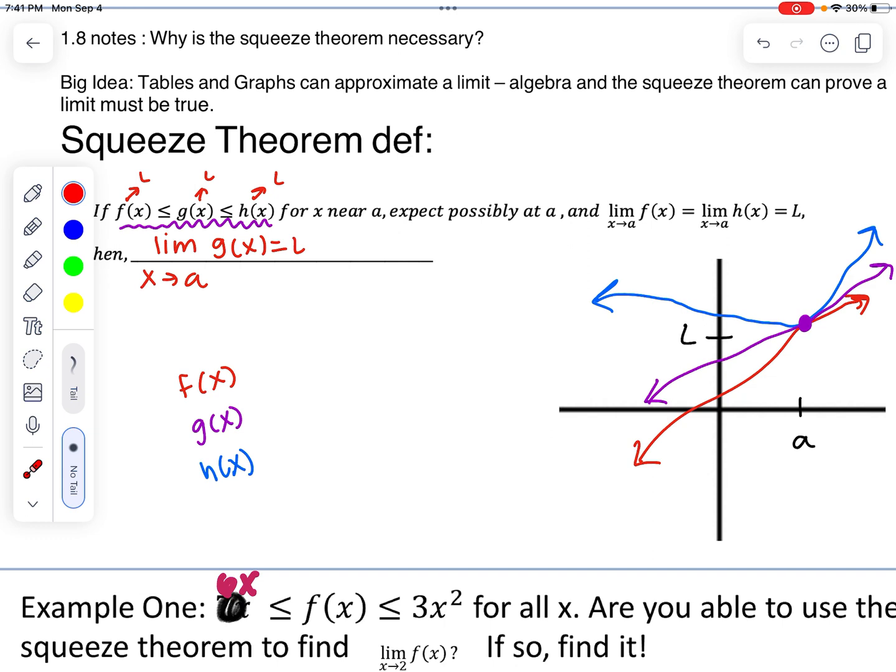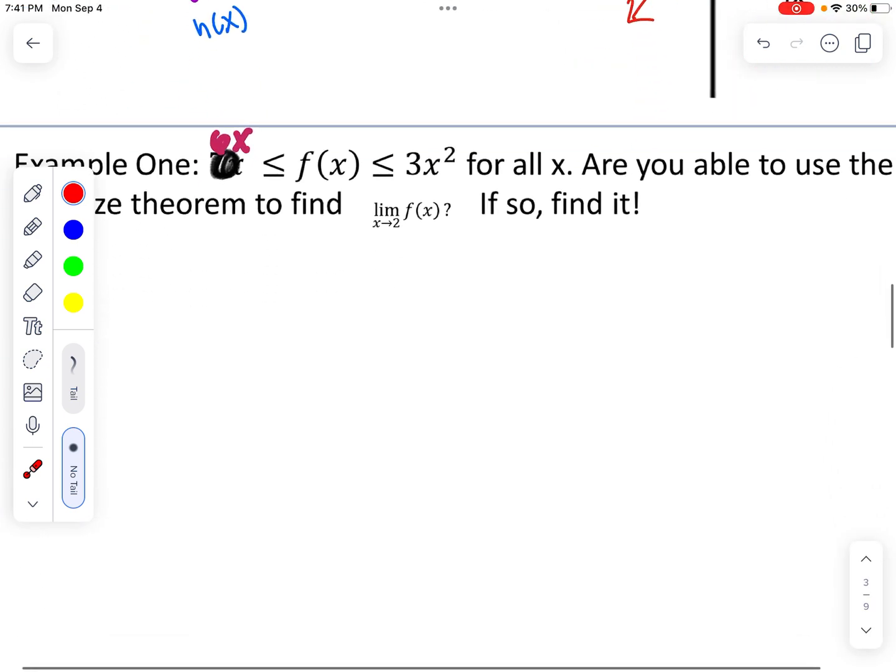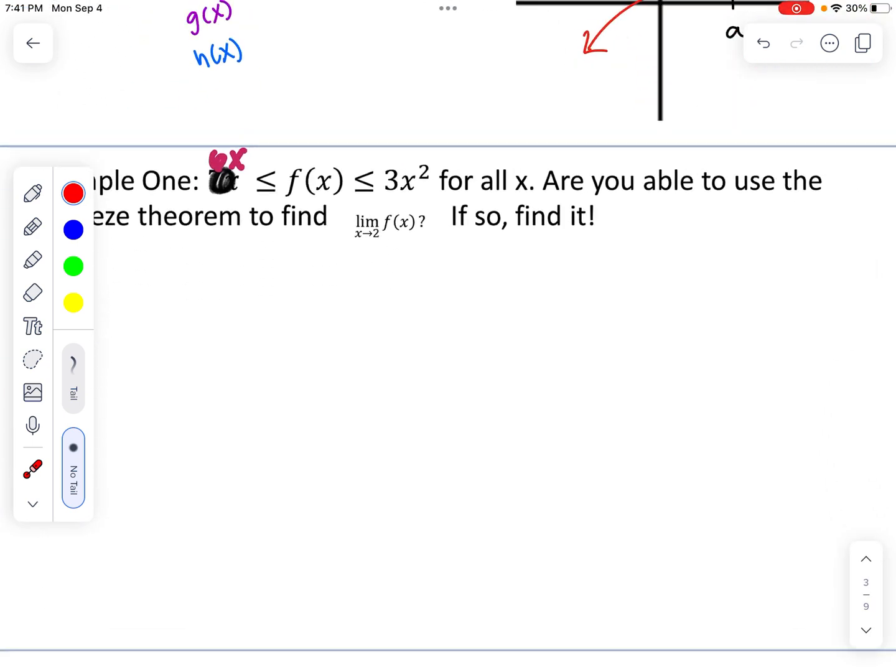And so this next couple slides is going to ask us questions like, can you actually use the squeeze theorem? For this one, it says, example 1, g of x is less than f of x, which is less than 3x squared for all x. Are you able to use the squeeze theorem to find the limit as x approaches 2 of f of x? If so, find it. So our goal here is to see if the limit here at 2 and the limit here at this function, are they the same thing? And if they are the same thing, then we can use the squeeze theorem.